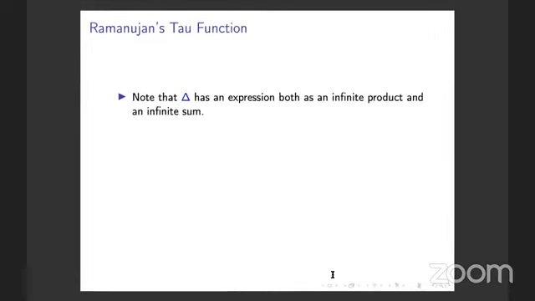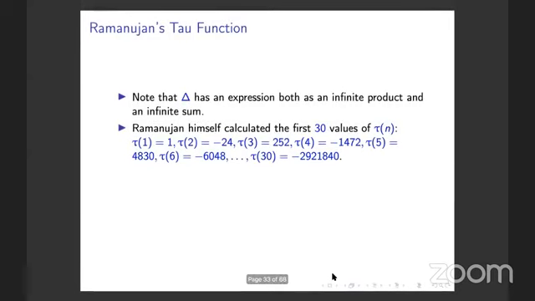Okay, so again, I'm stressing this. Delta has an expression both as an infinite product and an infinite sum. And Ramanujan himself calculated the first 30 values for tau of n, that is n from 1 to 30. So tau of 1 is 1, tau of 2 is minus 24, tau of 3 is 252, and so on. And look, the numbers get larger and larger, and they change signs. So they're both positive and negative.